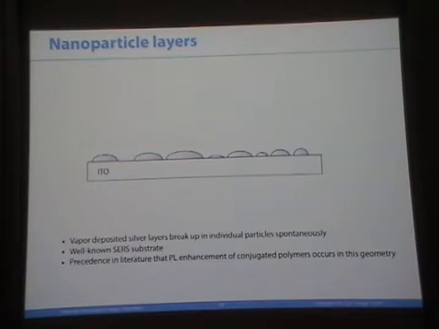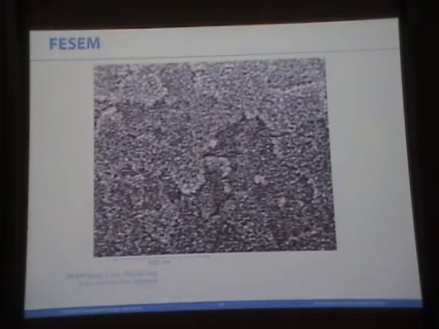I just showed you some examples where you see the strongly increased PL of these conjugated polymers. This is what these things look like. So this rough structure that you see beneath there, that's the ITO, and these little dots, those are little silver pancakes that are lying on top of there.